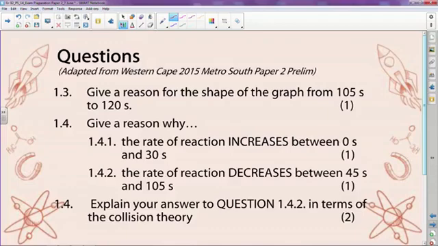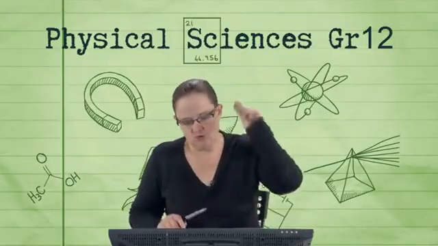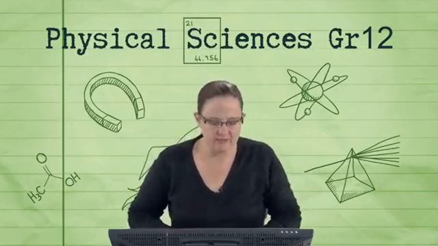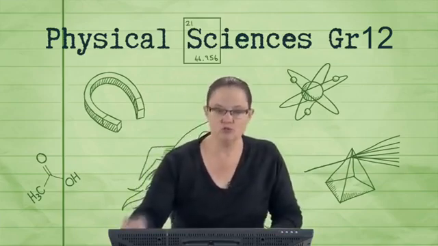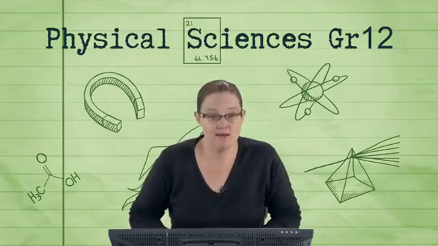They say, three actually. Give a reason for the shape of the graph from 105 to 120 seconds. So that's the first one. Give a reason why the rate increases and then why the rate decreases. And then this is actually 1.5. Explain your answer in 1.4.2 in terms of collision theory. So, 3 questions. I'm going to give you 2 minutes. I'll go back to the graph in a second. All right, so those are the 3 questions I want you to do for now. All right, I'm giving you 2 minutes, and your 2 minutes starts now.